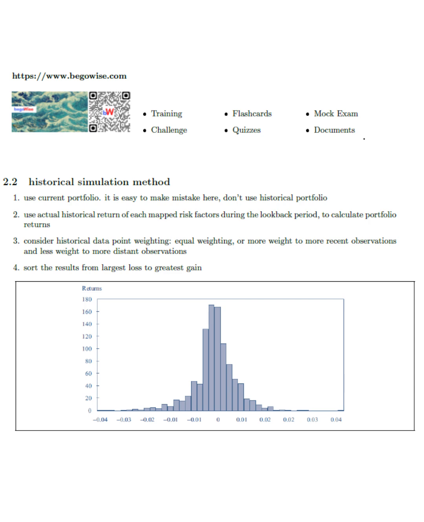Let's go over the historical simulation method for calculating VaR, step by step, in simple language. Historical simulation method. Step 1. Use the current portfolio. Start with the current portfolio. It's important to use the portfolio as it is today, not as it was in the past. Using historical portfolios can lead to mistakes.